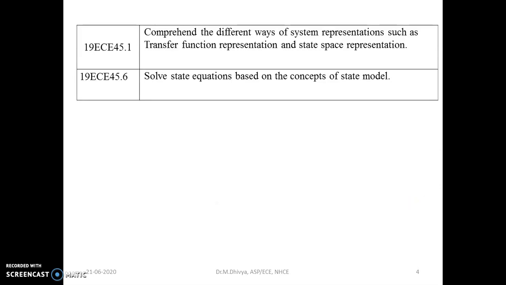At the end of the unit, the student will be able to comprehend the different ways of system representation, such as state space representation. They will be able to know the difference between transfer function representation and state space representation, and solve the equations based on the concepts of state model. These are the course outcomes of Unit 5.